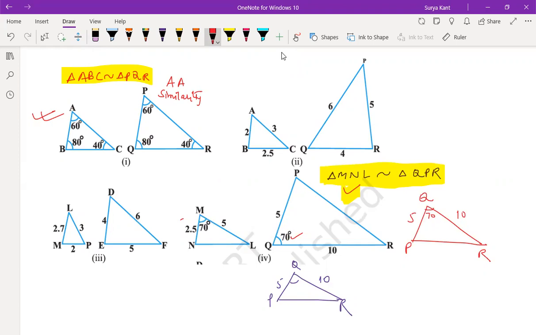M, N, L. You can draw like this. Q, P, and R. QP is 5. QR is 10. And the ratio is what? 1/2, 1/2. So by side, angle, side, this is proportional, but similar. The position of these sides are not equal, right? The 2.5 is going with 10 and 5 is going with 5, so it's not. No, see here, 2.5 is going with 5 only here.